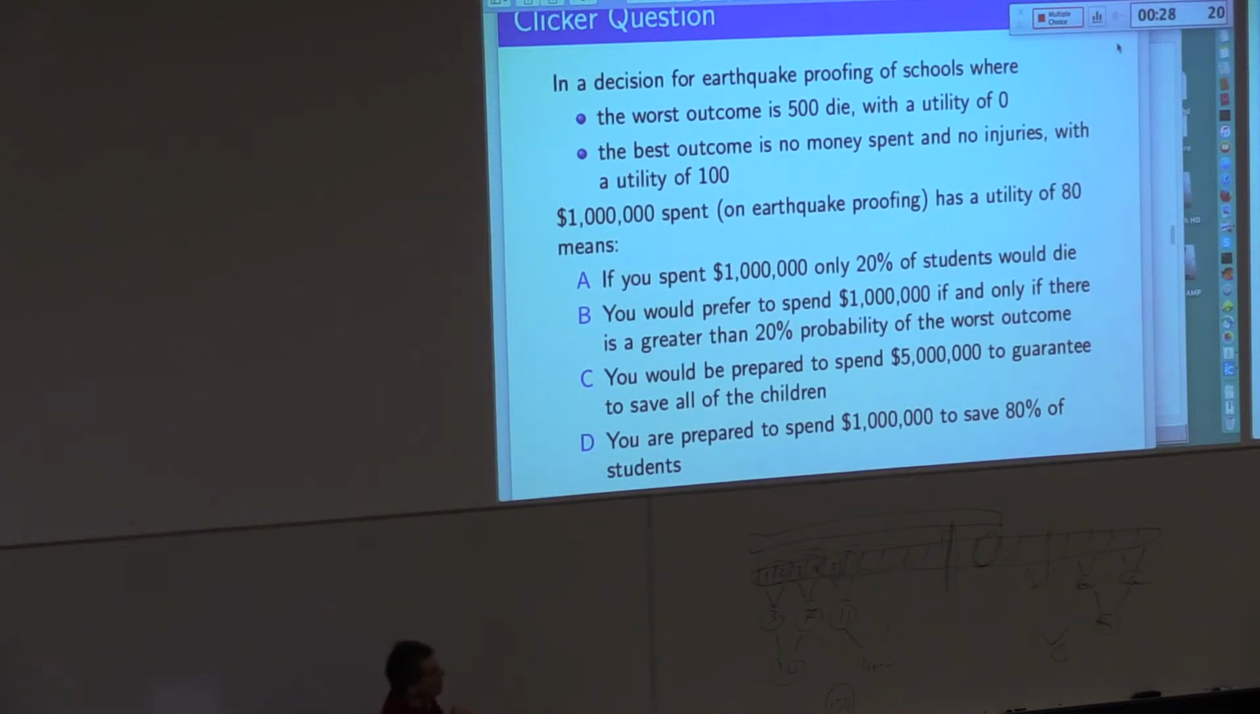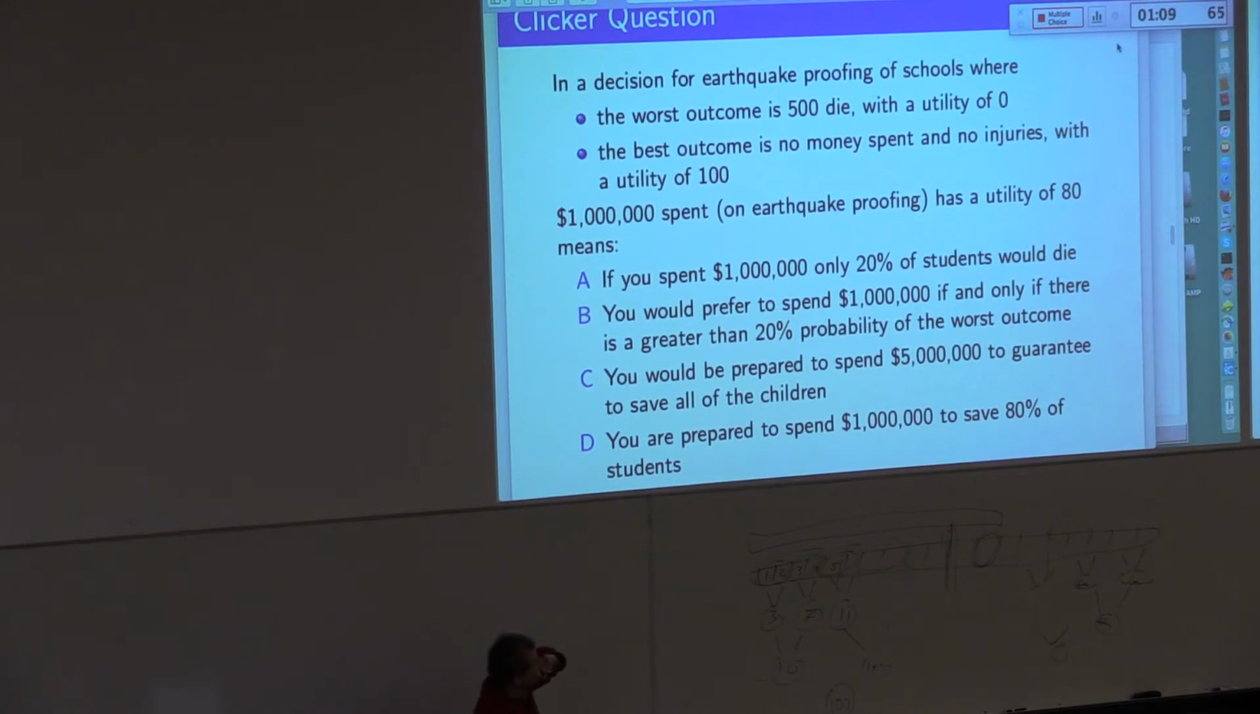So here's the question. This is actually a question about the meaning of utility. We're assuming essentially there are only three choices. You either do nothing or you can spend $1 million to fix up a building. The worst outcome is the building falls down and everyone dies with it, which has a utility of 0. The best outcome is you don't spend any money and you have no injuries. And I want to spend $1 million on earthquake proofing, and it has a utility of 80. I want to know what that utility of 80 means. So we had this definition.